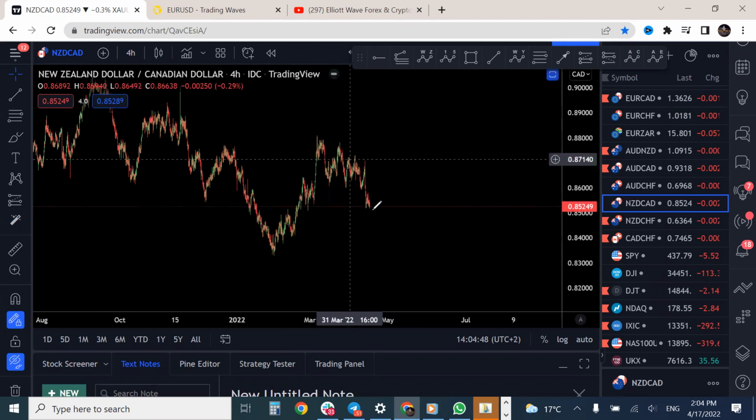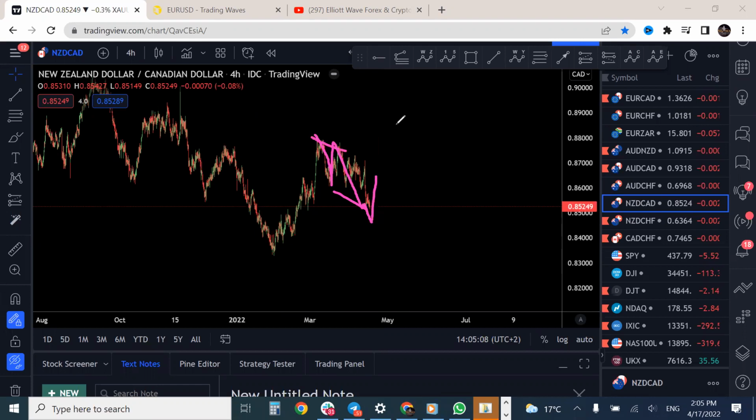Right, a bit of a pullback here on New Zealand CAD. This one looks like a corrective structure here as follows. Let's have a look at this. A, B, not like that. Let's do it again. So we've got this one making 1, 2, 3 here. So that is a structure. Are we going to start seeing a bounce here? Or we're going to see a bit more lower before making a move to the upside. But this is a move up.